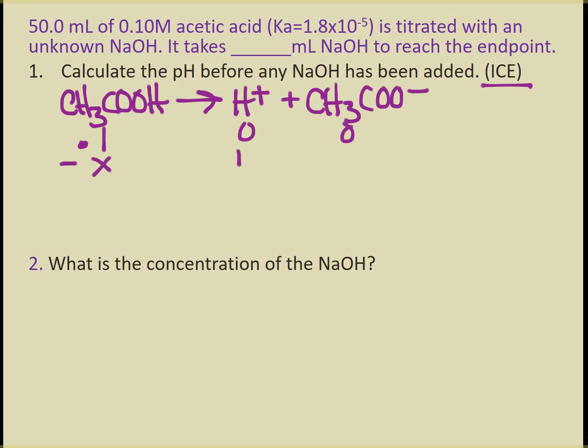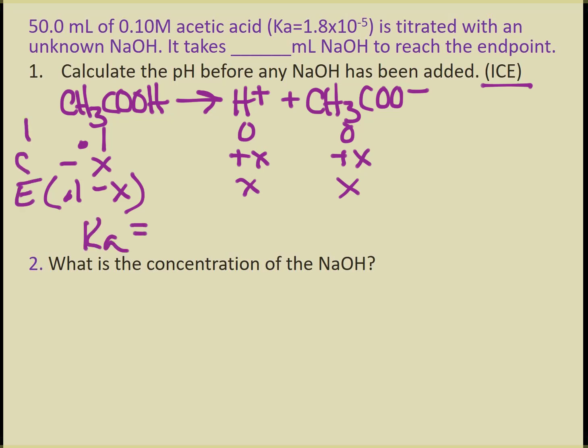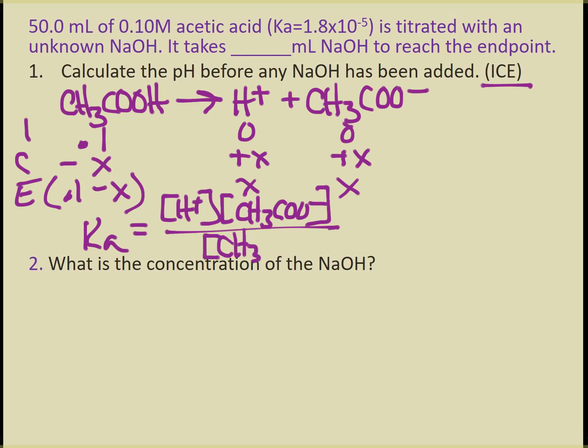This is going to lose a little. These are going to gain a little bit. So I end up with this situation. Here's my ICE chart. So I know that my Ka is equal to my H plus times my acetate ion divided by my acid. So this ends up being 1.8 times 10 to the minus 5 equals x squared over 0.1, because we're going to take the shortcut.